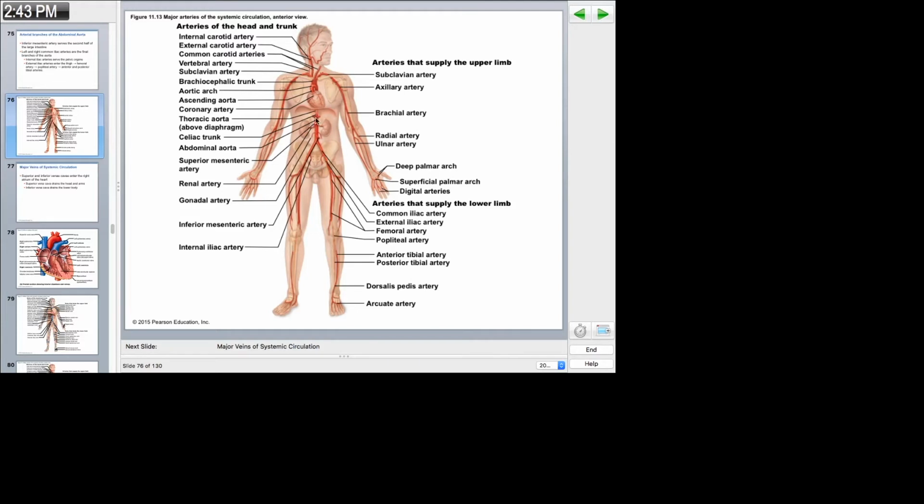But let's look here. So you've got your celiac trunk, which is at the very top here, and you've got your hepatic artery, which supplies your liver, and then you've got your renal arteries here, which go to the kidneys. Going down further, just below the renal, you've got your gonadal artery, which supplies either your ovaries or your testes, depending on whether you're male or female. And then you've got your mesenteric artery, which supplies that connective tissue and the small intestine and half of the large intestine.